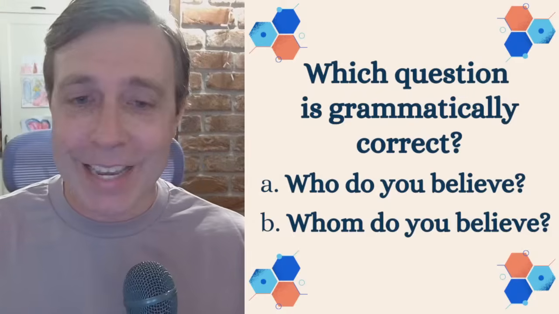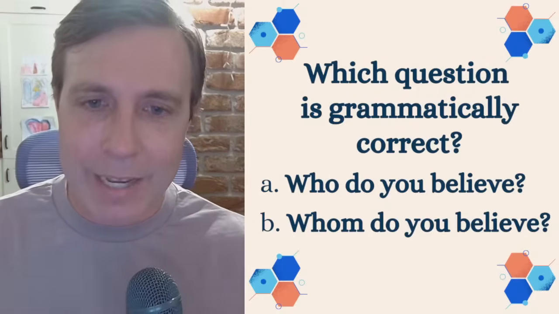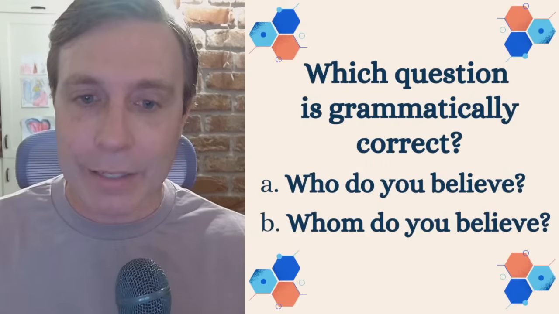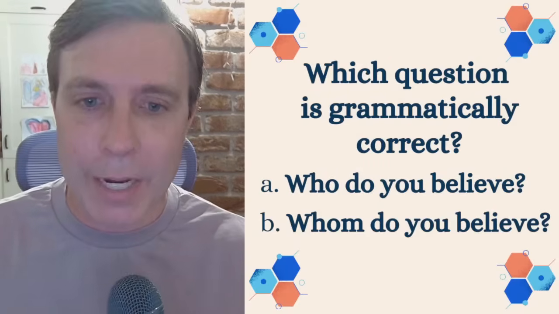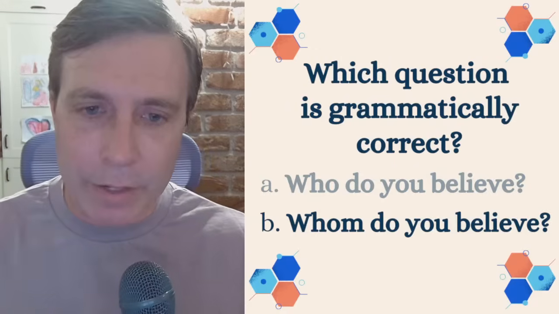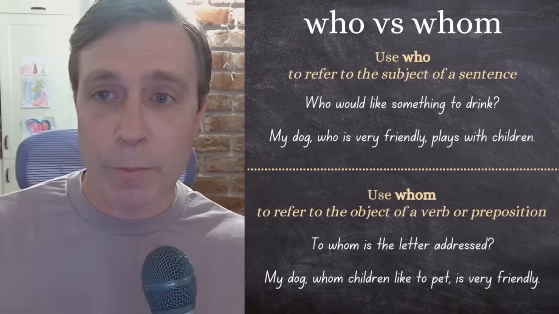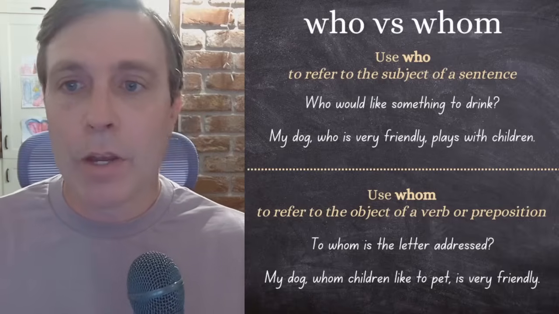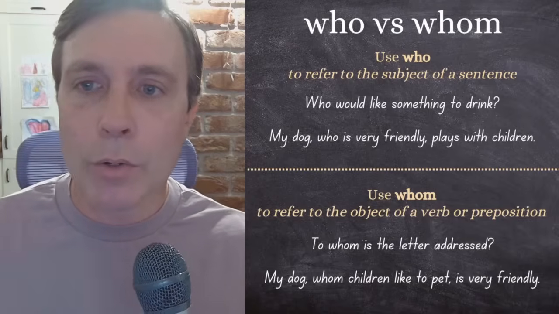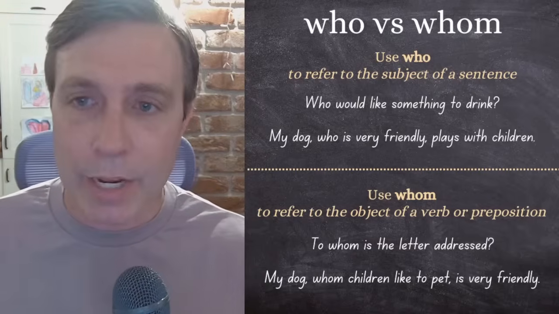Somebody put both. I guess, yeah, that would work. Grammatically correct. Because I'm saying grammatically correct, not just which one is correct, you would say B, whom. Whom do you believe? Why is this? Well, you're going to use who when referring to the subject of a sentence. For example, who would you like, or who would like something to drink?